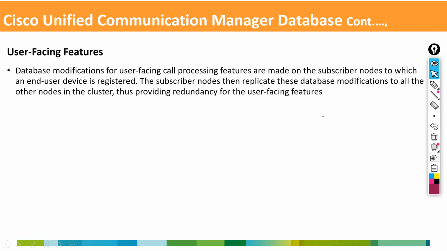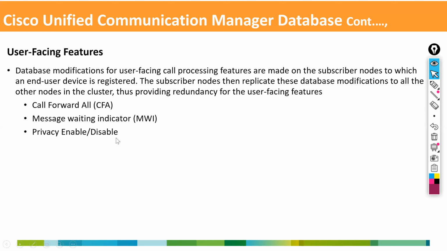For example, even if the publisher server is not there and only subscriber servers are there, call forward service will work. MWI service will work. Message waiting indicator is related to voicemail. You will not understand it now. Next, privacy enable or disable. There is a privacy feature service; you want to enable or disable it, you can do it. Extension mobility, again, is a feature; you can log in and log out. Hunt group, again, is also a feature. Call coverage.